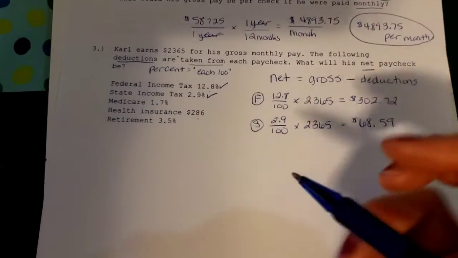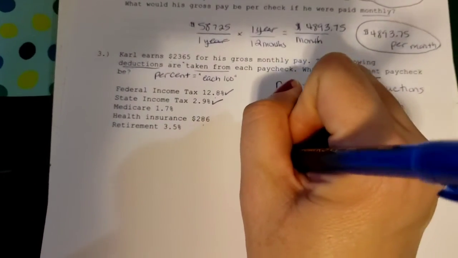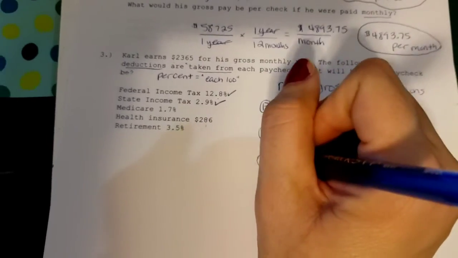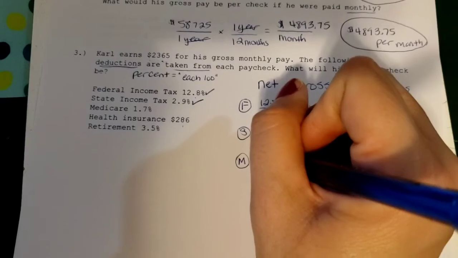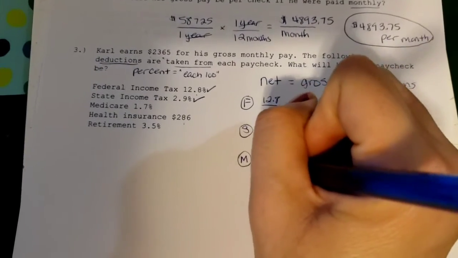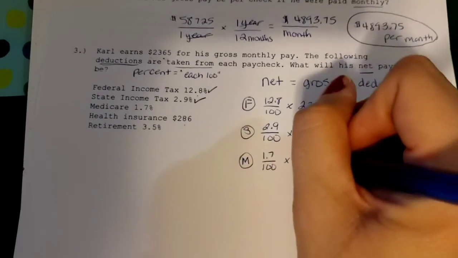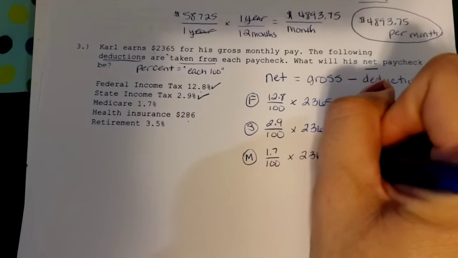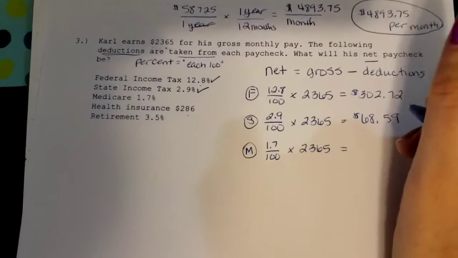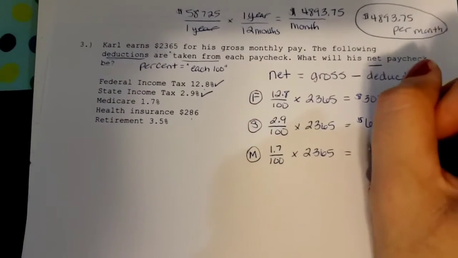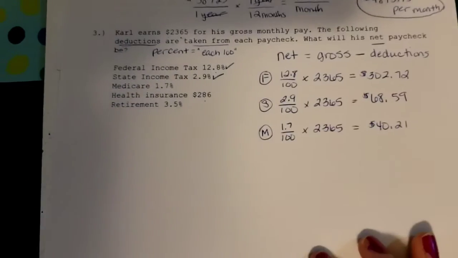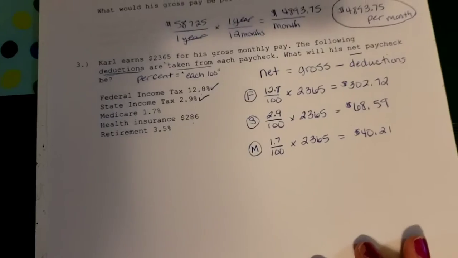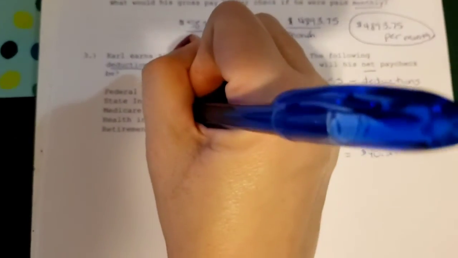Medicare tax. I'm going to put a big M right there for Medicare tax. That will be 1.7 divided by 100 times, again, 2365. If we put that in our calculator, we get $40 and approximately 21 cents. There's a little bit of rounding that has to happen here. So Medicare tax is done.